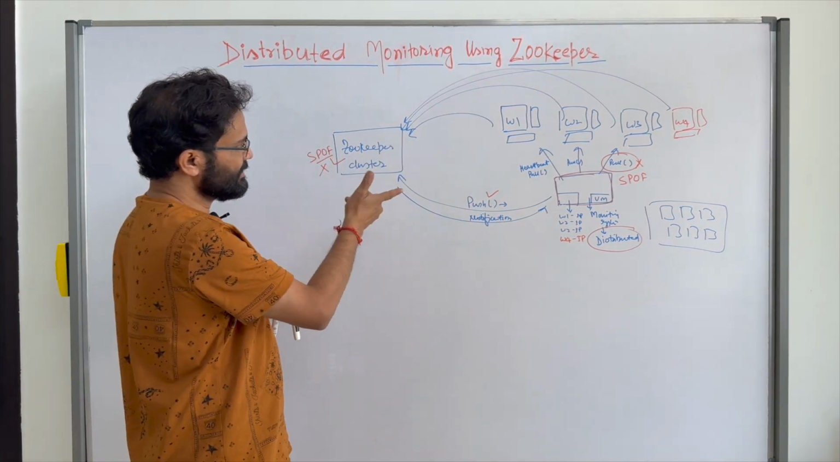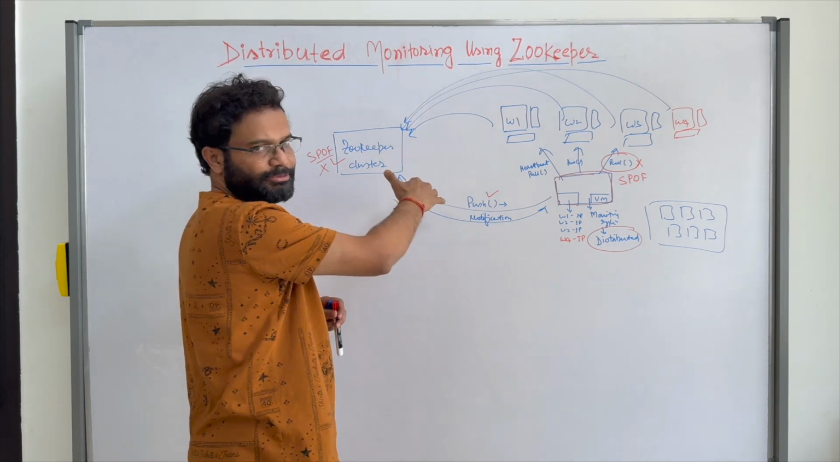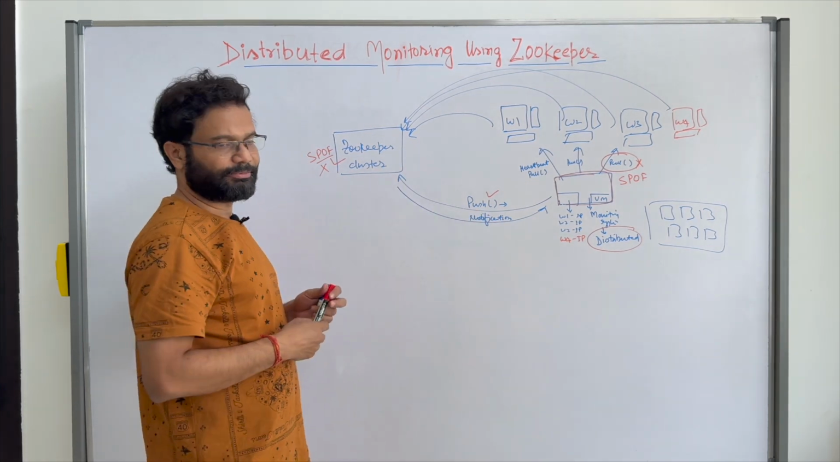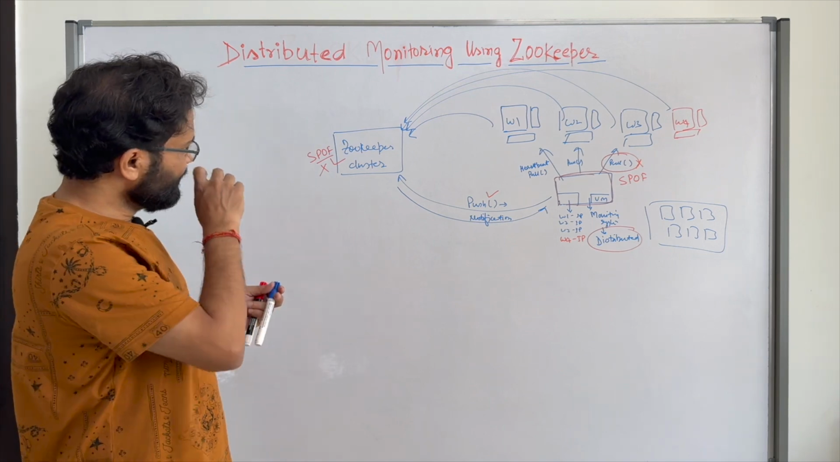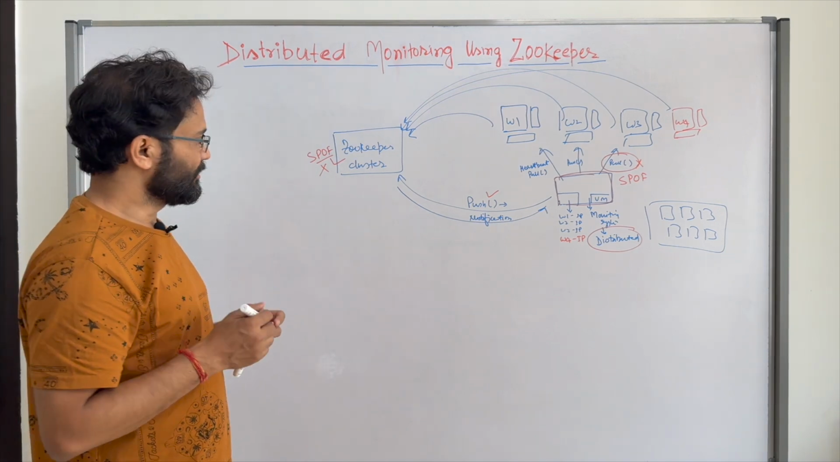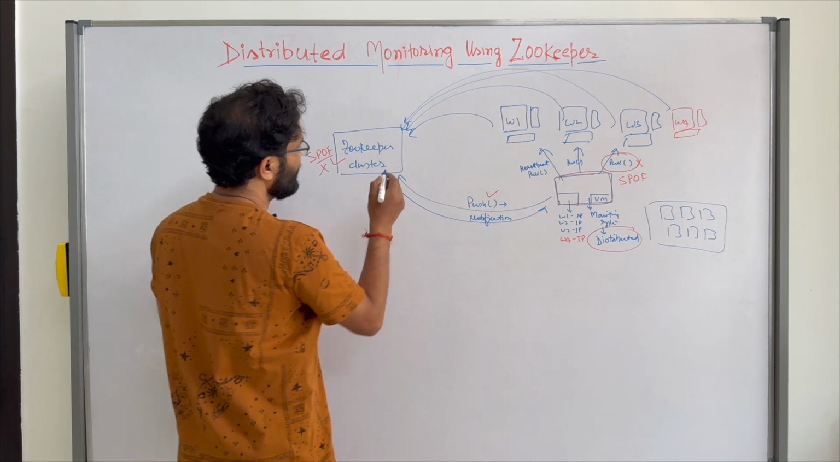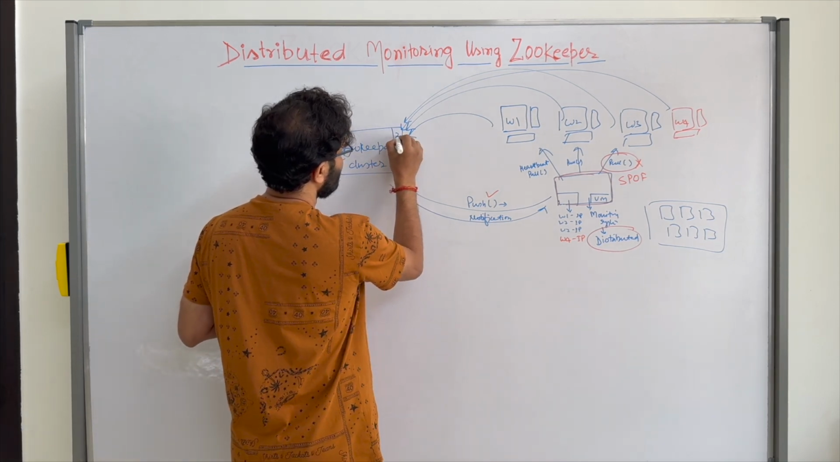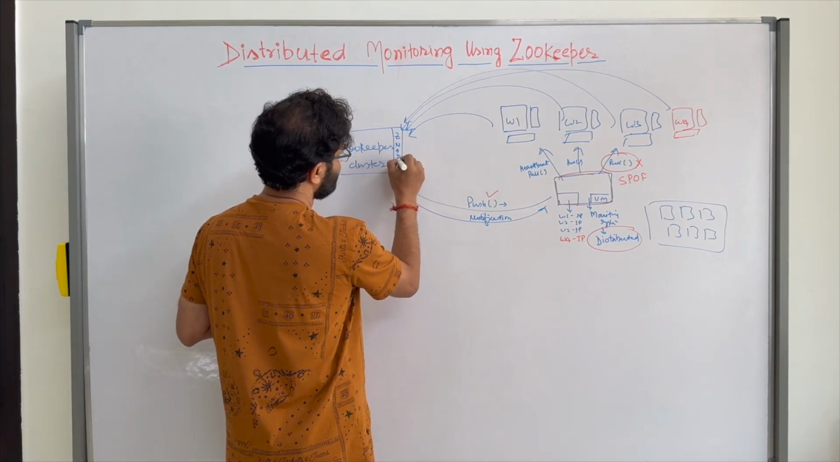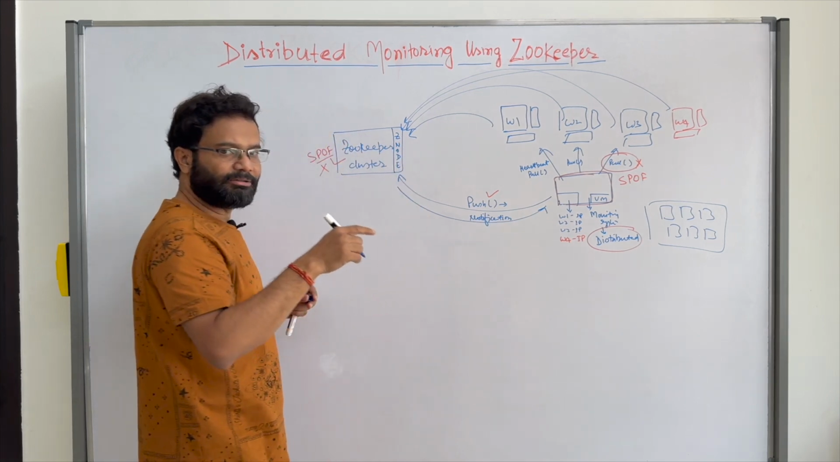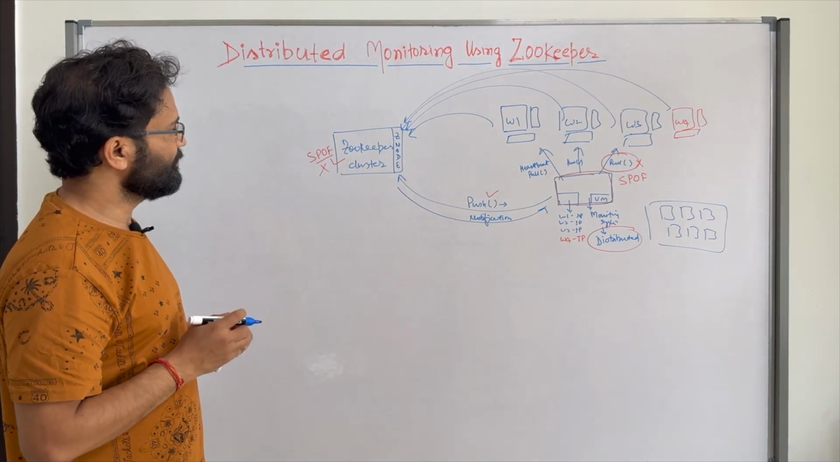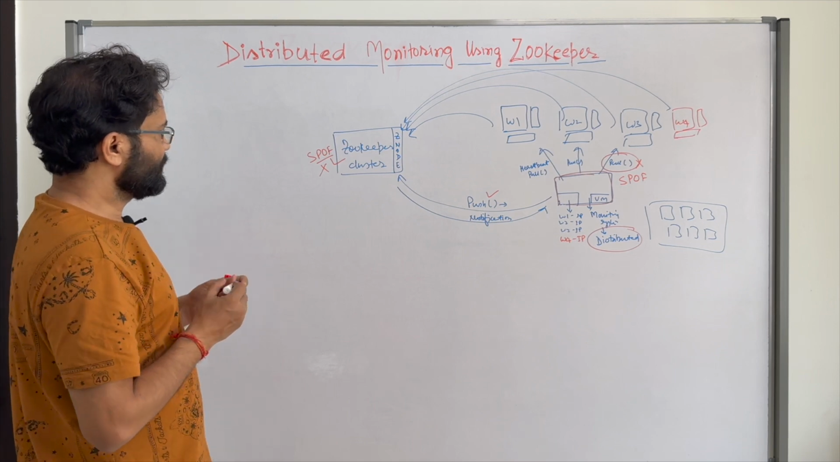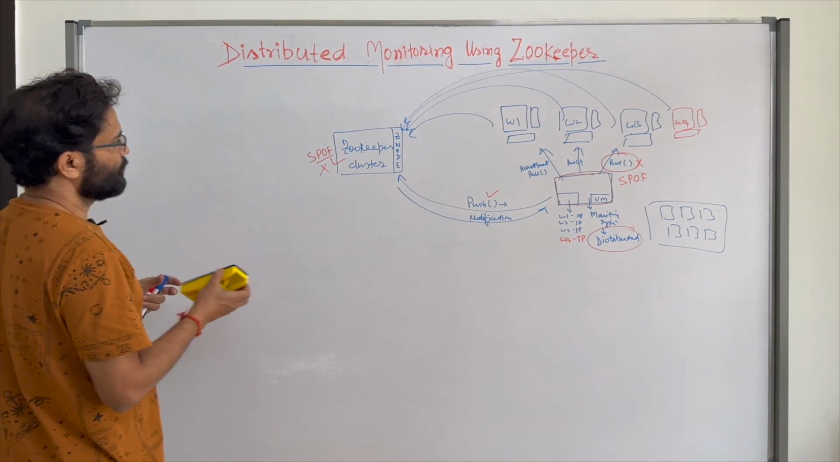But how is this working? What is the meaning of subscribing? What is the meaning of notification? Everything is done by the Z node. So here the concept is called the Z node, that in the third video I explained in very detail. So let me explain how it works here.